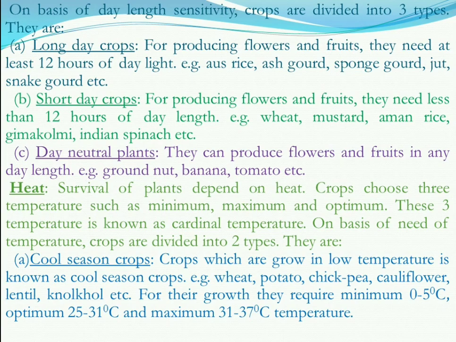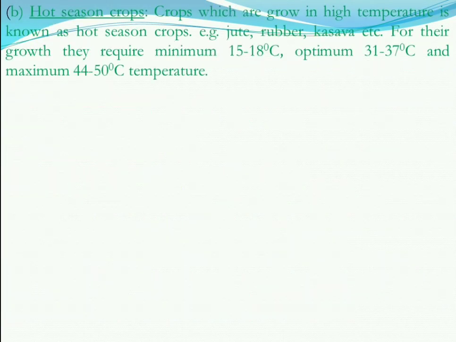Now let's move to second type, that is hot season crops. That means they can grow in high temperature, such as the crops are jute, rubber, cassava. For their growth, they require minimum of 15 to 18 degrees Celsius, optimum 31 to 37 degrees Celsius, and maximum 44 to 50 degrees Celsius temperature. So these were the impact or influence of heat on crop production.